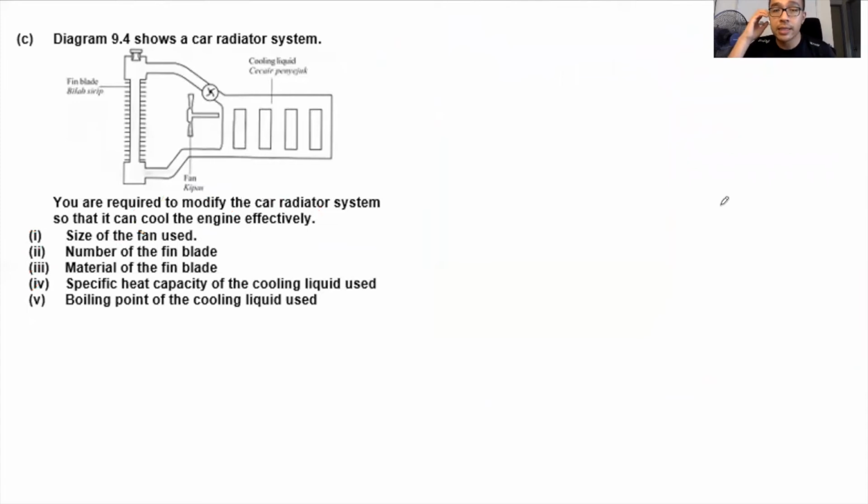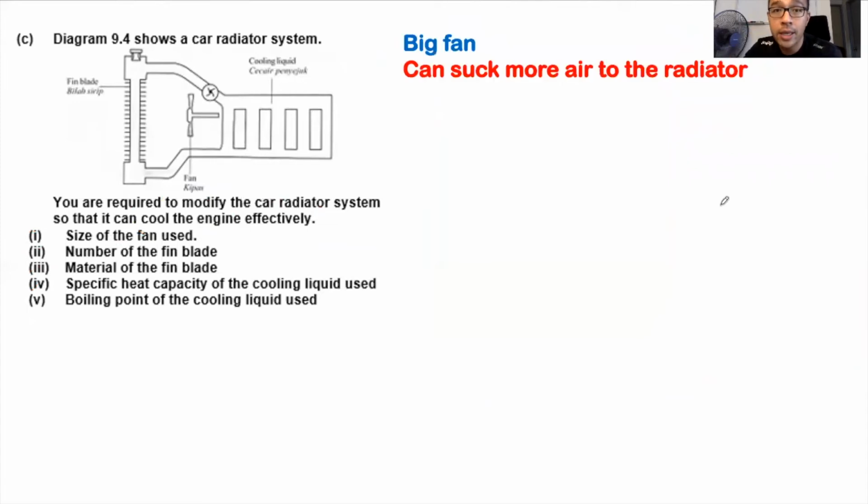Let's look at the answers. So the size of the fan used is a big fan. Why? So that it can suck more air into the radiator. We want this fan to be very big so that it can cool down. The purpose of the fan is to suck in the air, so that the air can cool down the hot water. So the more air you can suck in, the more heat is able to be released.